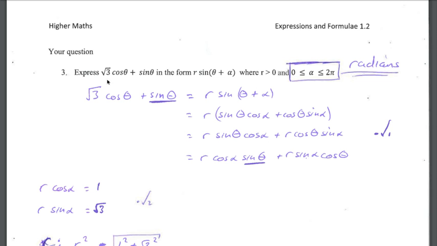So what's slightly different here? Well, we have thetas instead of x's, but that changes nothing. And we're going 0 is less than or equal to alpha, less than or equal to 2 pi. So rather than working in degrees, we will be working in radians this time. Now, this is a non-calculator question because there's going to be some exact value knowledge coming into it.